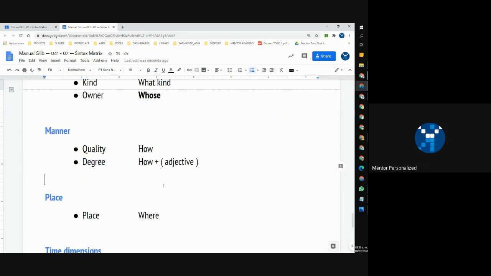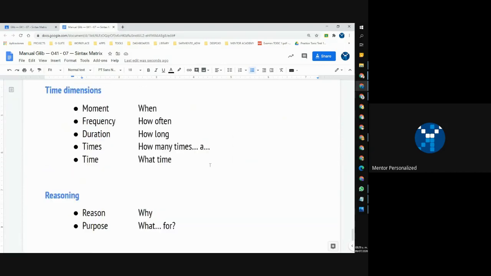And degree. Question for degrees. For example, if you say my car is expensive, repeat, my car is expensive. I can ask you, how expensive is your car? Repeat, how expensive is your car? And you can answer, my car is very expensive. Repeat, my car is very expensive. It's a degree, okay? Es un grado de la cualidad.